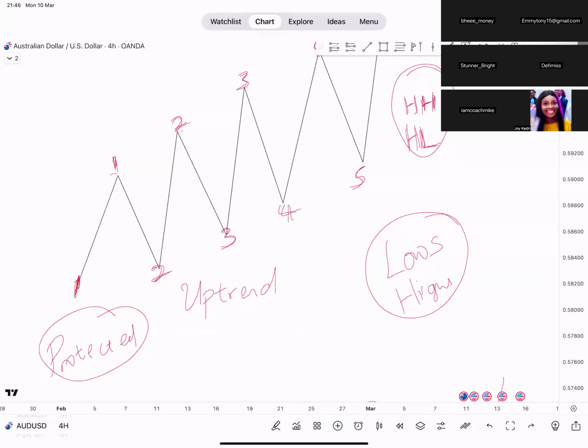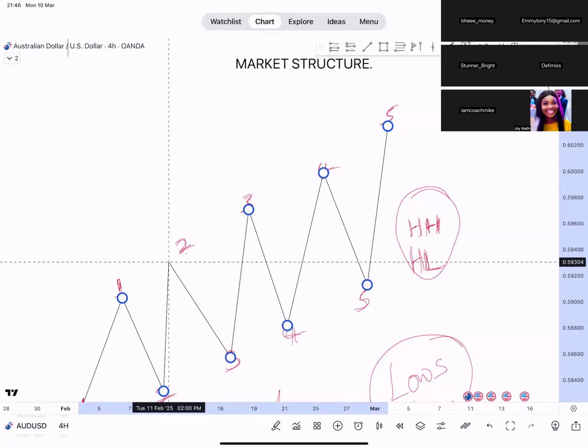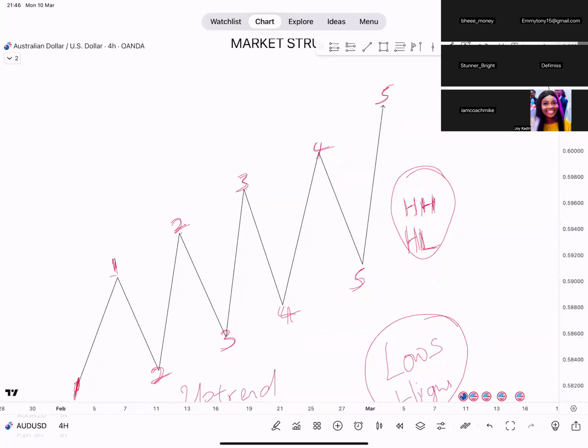High 2 took out high 1. The moment high 2 was made the boss, he targeted high 1 and killed high 1, went above high 1. High 3 took out high 2. High 4 became the new king and killed high 3, went above high 3. High 5 went above high 4. Which means that the highs in an uptrend are targeted.